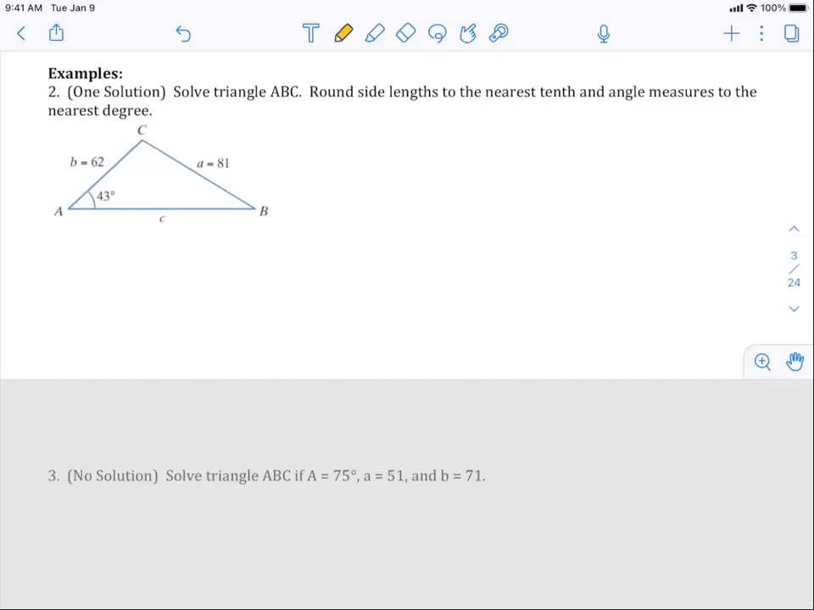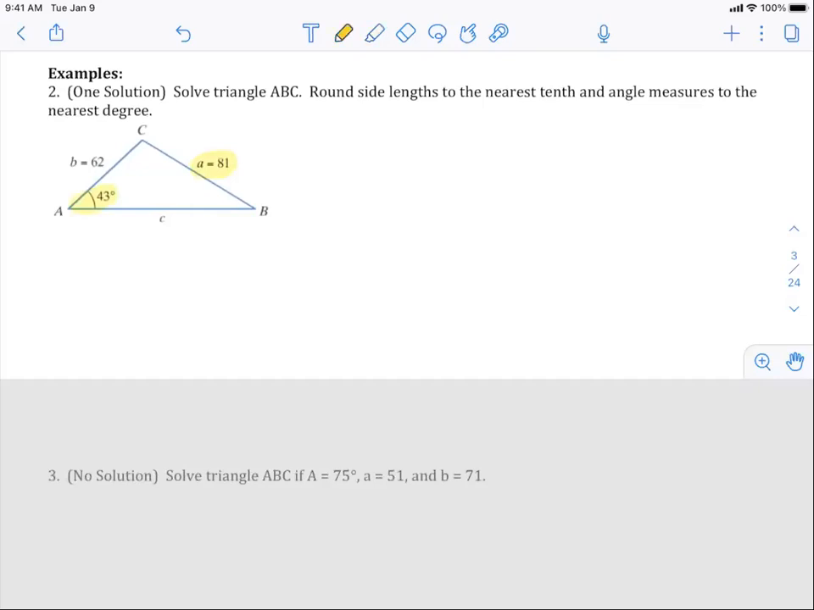So this one has exactly one solution. It says solve the triangle, round sides to the nearest tenth, angles to the nearest degree. This is exactly like what you did yesterday. Remember that to use the law of sines, we must have one complete pair, which we do. We know angle A and we know side A. So we have a complete pair there. That's how we're going to start our ratios.